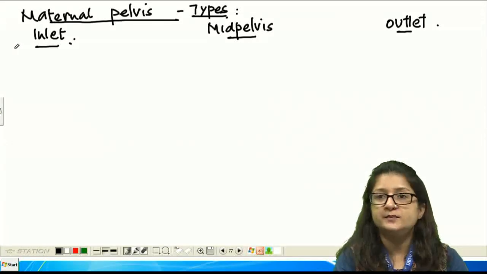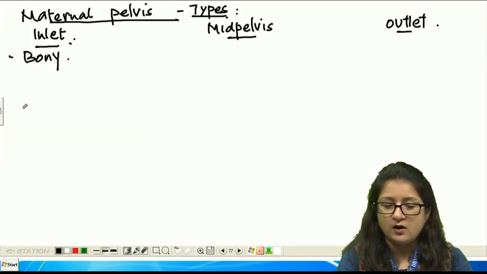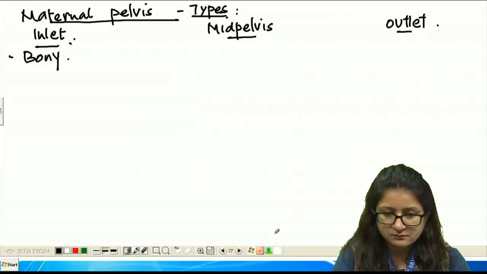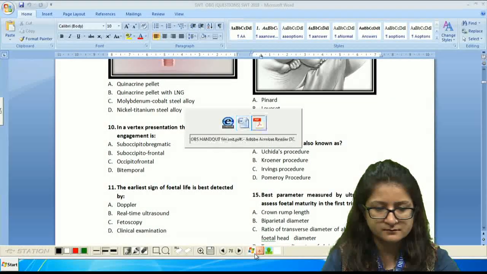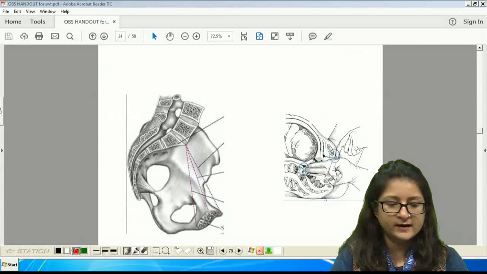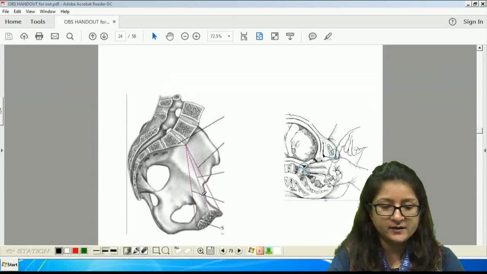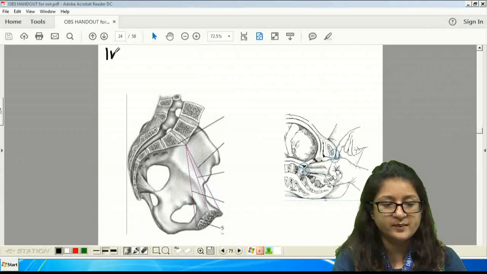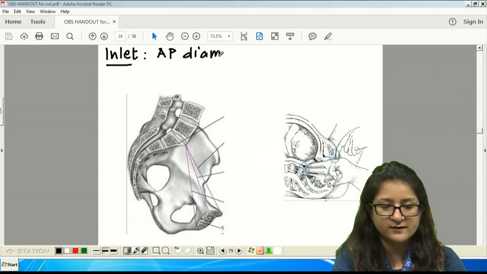Now what are the important points about the inlet? The inlet is all bony. First of all, we remember that. This is the maternal inlet I am talking about, and if I show you in this diagram, we will see that these are the anteroposterior diameters of the inlet. So let me talk about the AP diameters of the pelvic inlet.